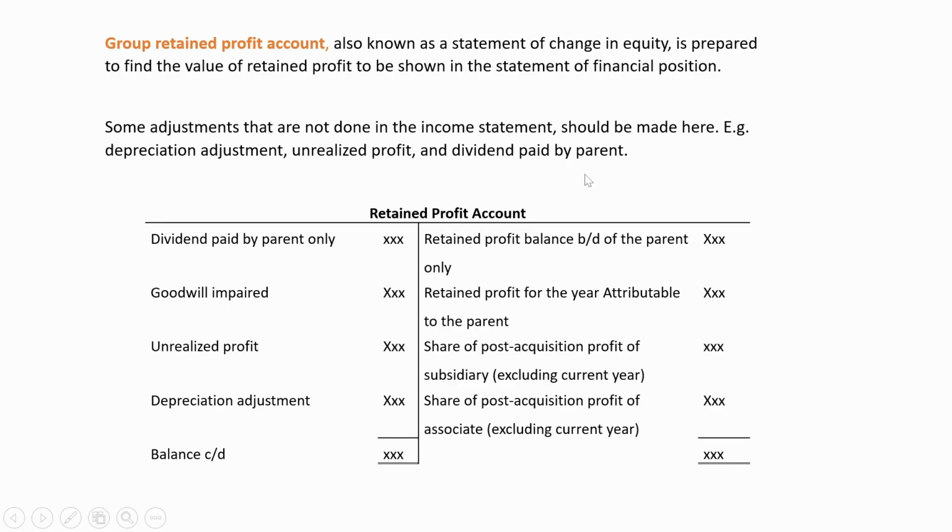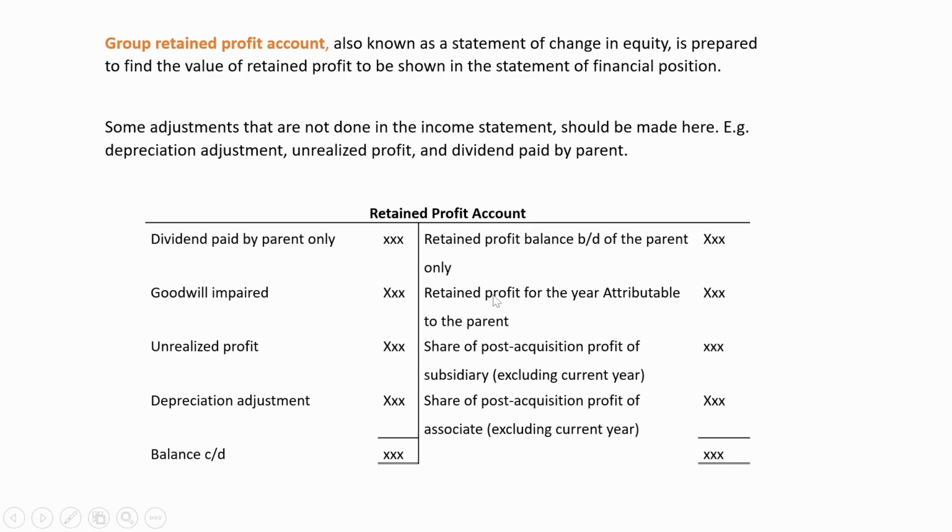So this is the format we use for retained profit account. When you are preparing a statement of change in equity, you may not have to use the T format, but the items will be the same as the ones we have here. So on the credit side, you start by retained profit balance brought down of the parent only. So we won't have balance brought down of subsidiary. We won't have balance brought down of associate, only the parent at the year beginning.